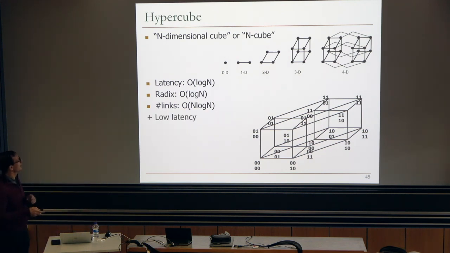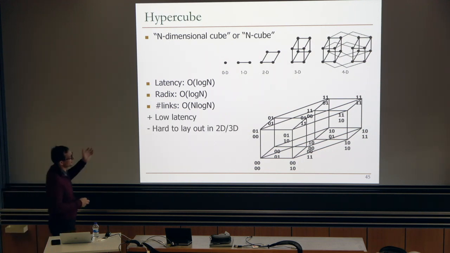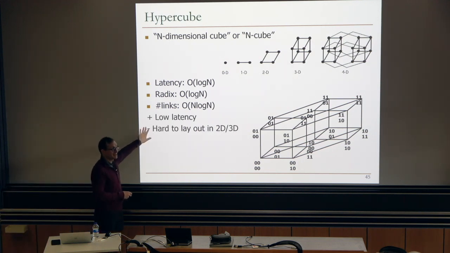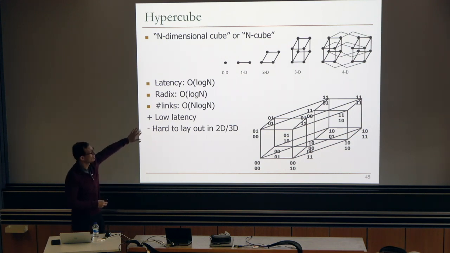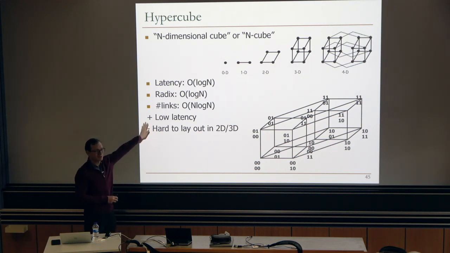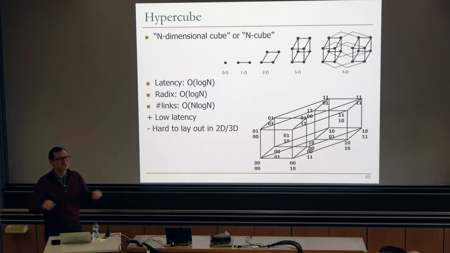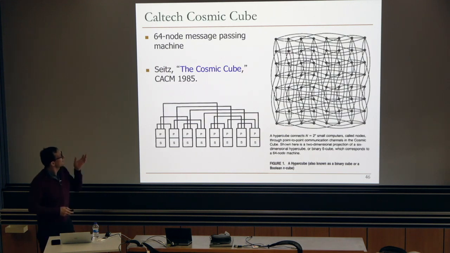The low latency is here, but of course there's a big downside. That's why this is not used in many processors today. It's very hard to lay out in 2D, or even 3D actually. Of course, you eventually need to lay out in 3D, but you need to deal with the cables very carefully. Okay. So this was used in the Cosmic Cube.